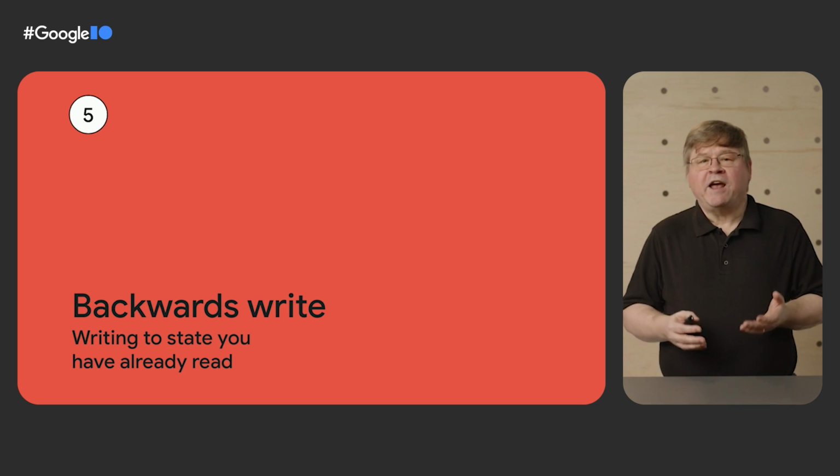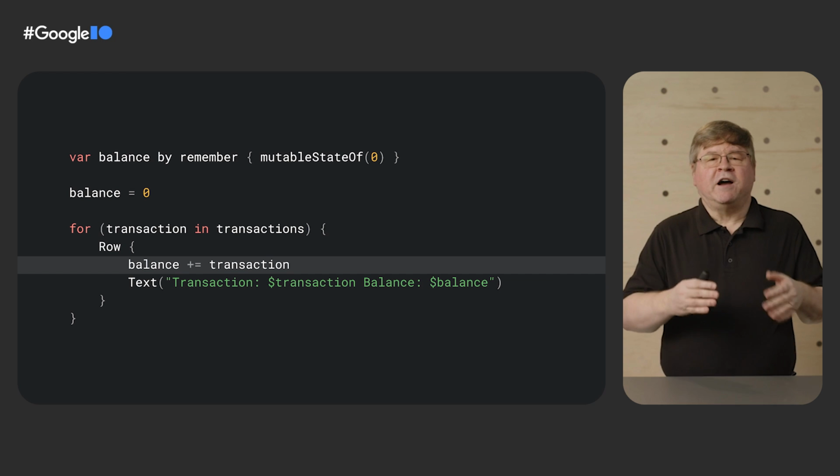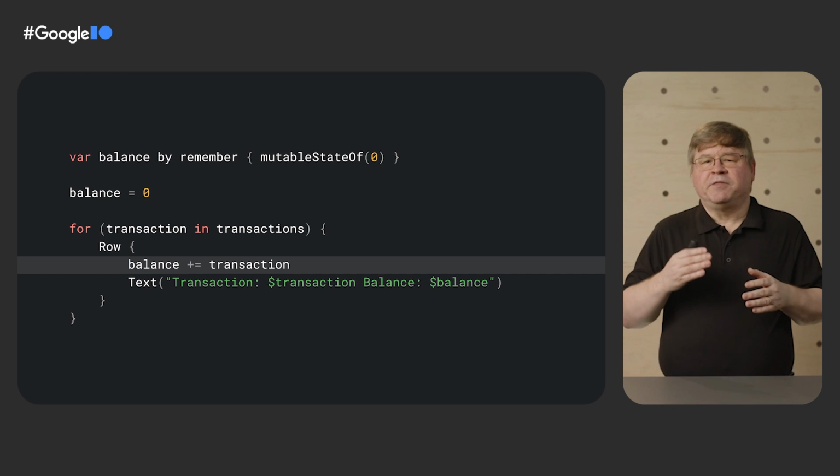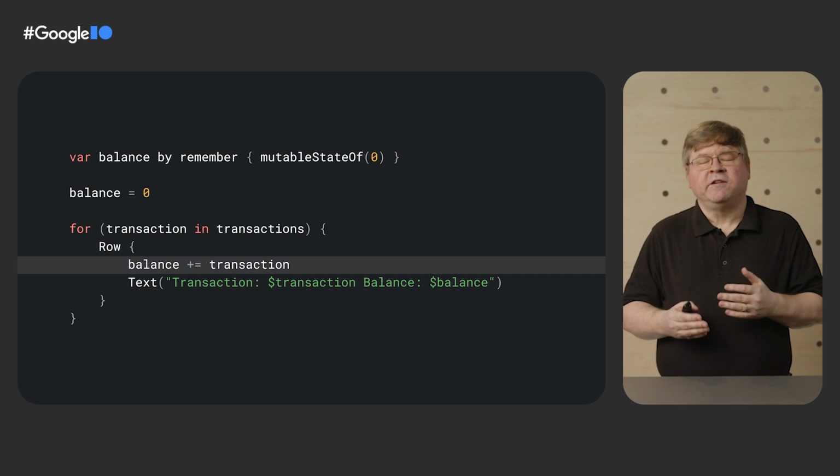To better understand when backwards writes occur, let's go back to the code. The backwards write is on the line updating balance, but the read appears to occur after the write, in the call to text. Well, how is this a backwards write?